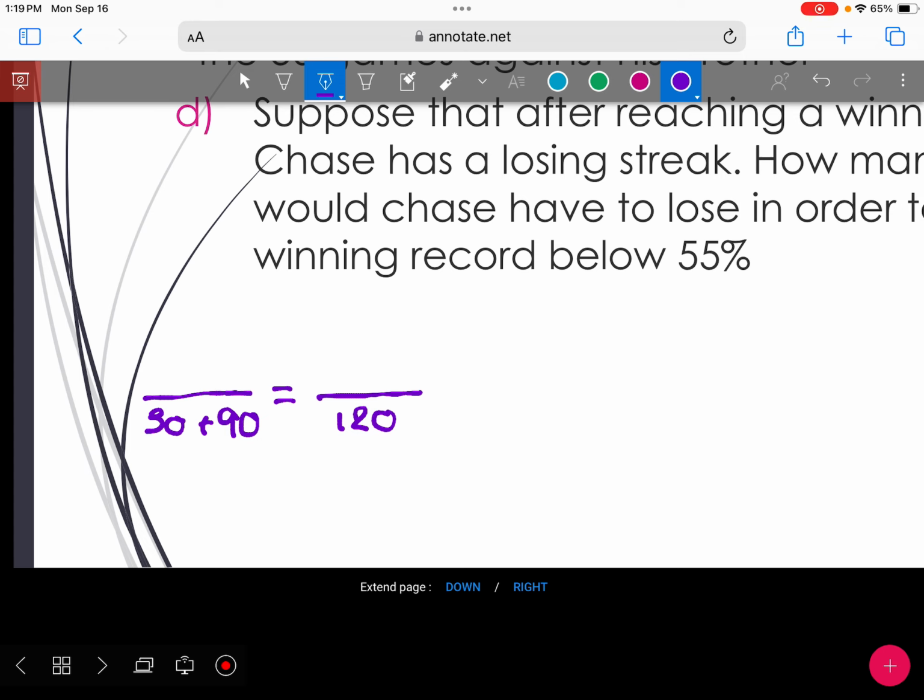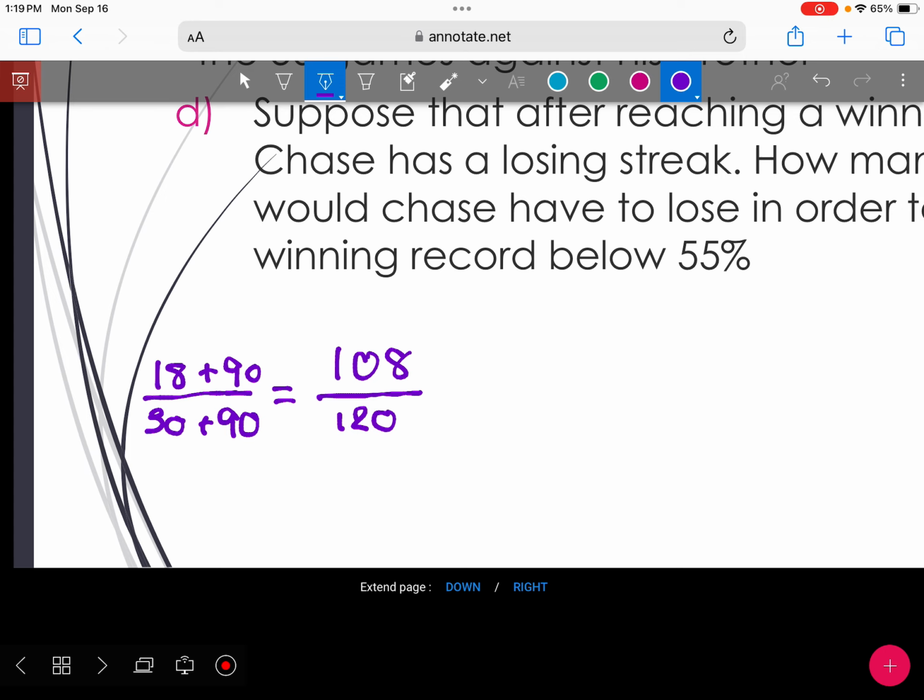Yeah. So we have 108 here, and we got that from the 18 he had won originally plus the 90 he won in a row to get to that 90% win rate. So he's currently at 108 over 120. Our equation this time is going to be a little bit different.